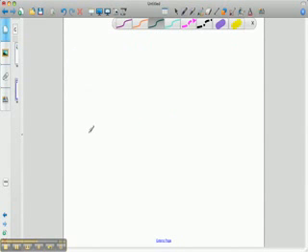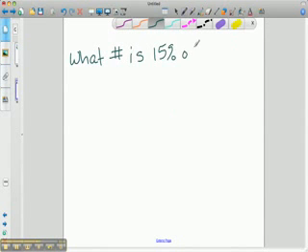Okay, what if the part is missing? For example, what number is 15% of 40? Now we already know the answer because we just did it, but using the same numbers, we're going to do it again to set up the proportion.